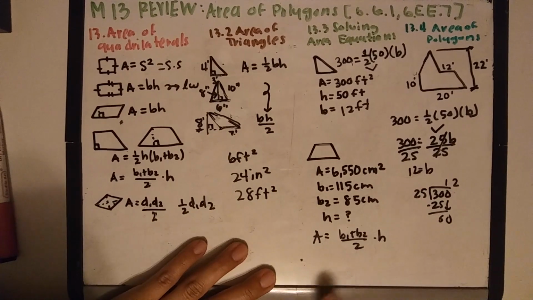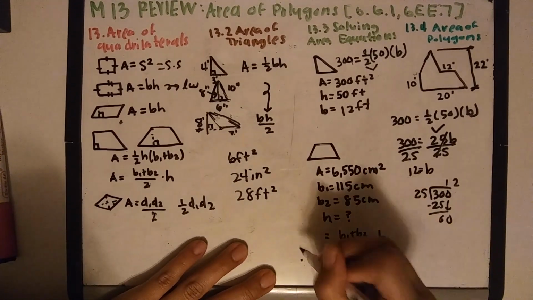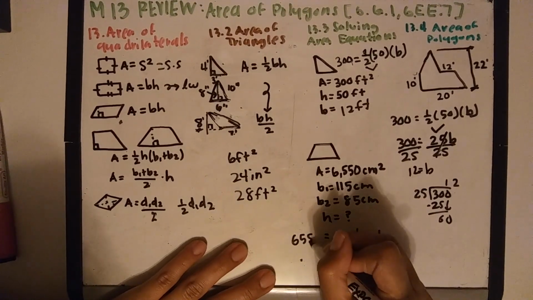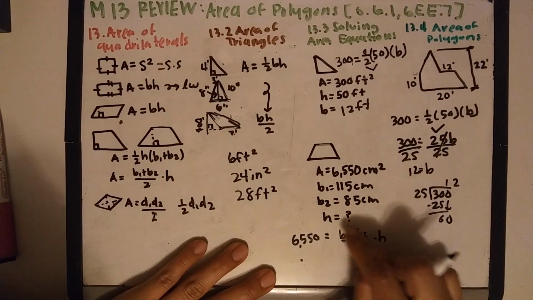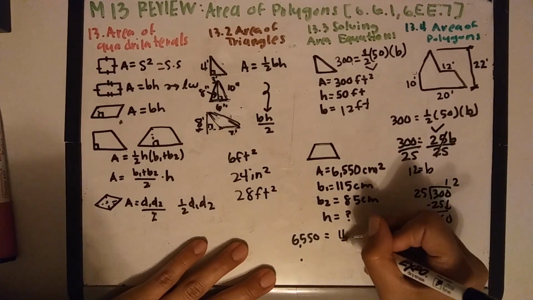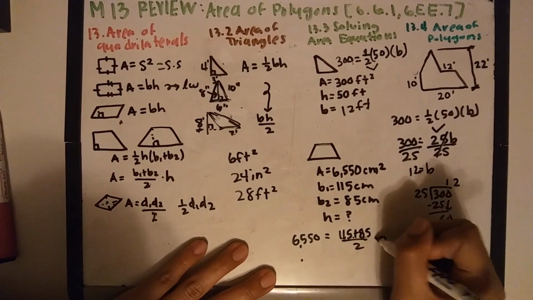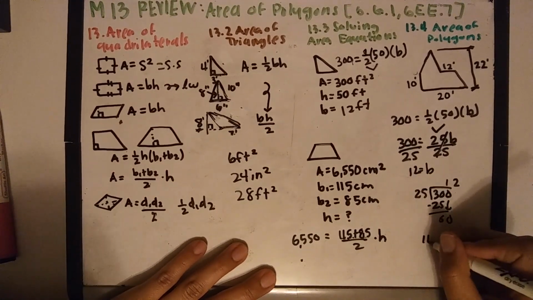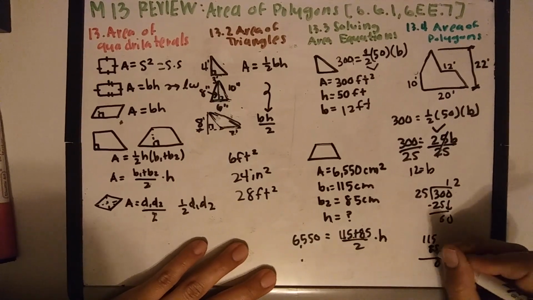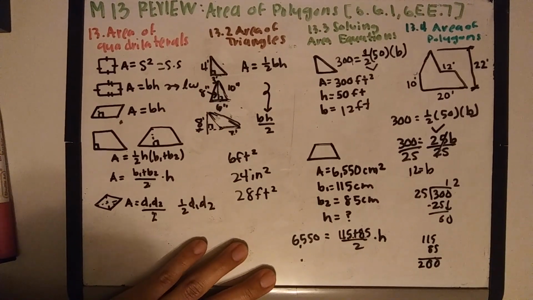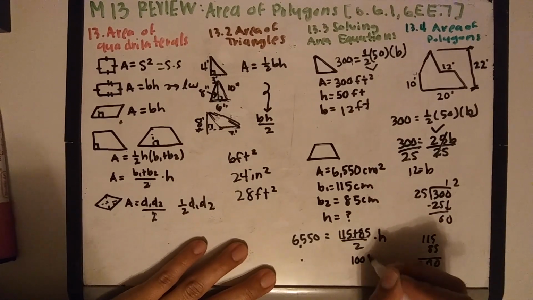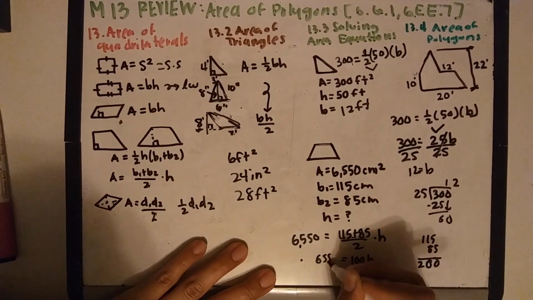I'm going to write what I know. Do I know base? Do I know area? Yes, that's 6,550. Base 1 is 115, and then base 2 is 85. So I'm going to add those two together first. So 115 plus 85. So that's 200. Divided by 2 is 100, so I have 100h equals this.